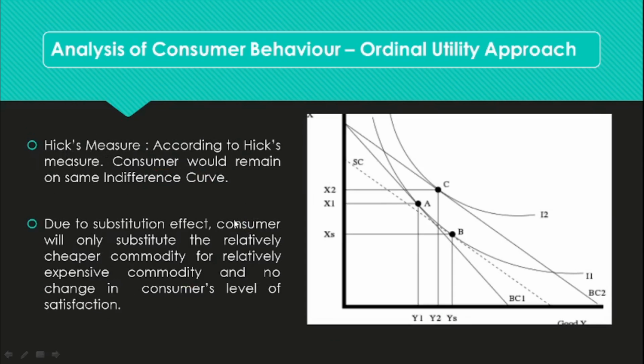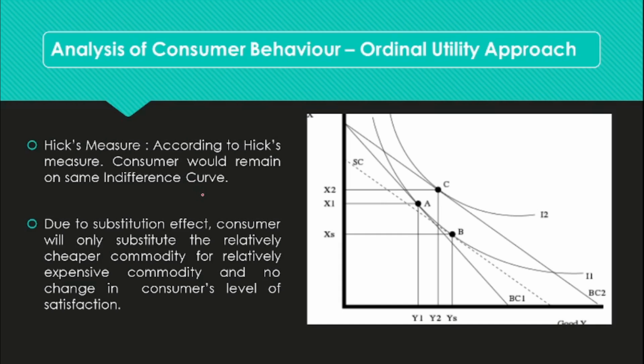The next is given by J.R. Hicks. In this case, what happens? As per the Hicks proposal or his measure, Hicks says that it does not matter whether there is an increase or decrease in the relative price of any product, the consumer would remain on the same indifference curve. He will only switch between the two products.